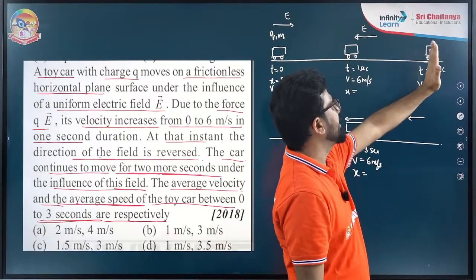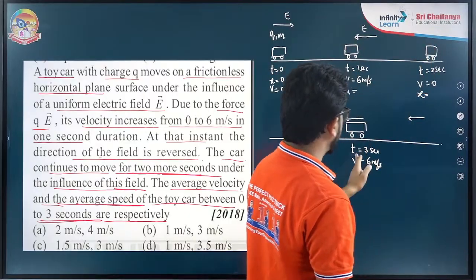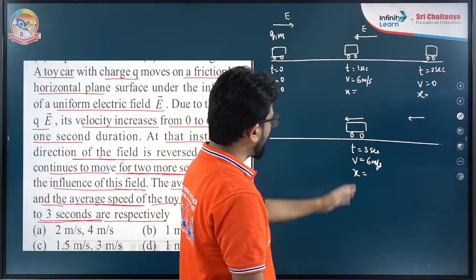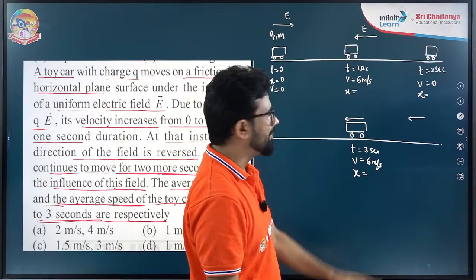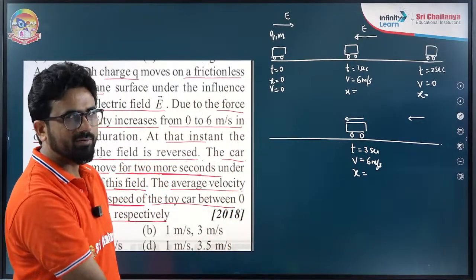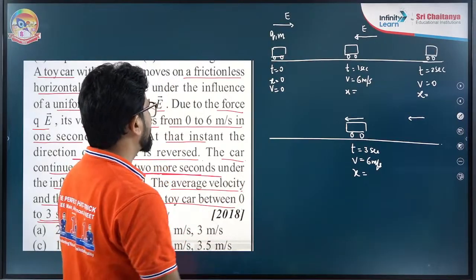Now from this point it will start to return back. When it is returning back, this becomes t equal to 3 seconds, and the velocity becomes again 6 meter per second, but in the opposite direction. This is the case. Is the diagram clear to everyone? If the diagram is clear, now there is nothing left to solve. Very simply you can solve it.